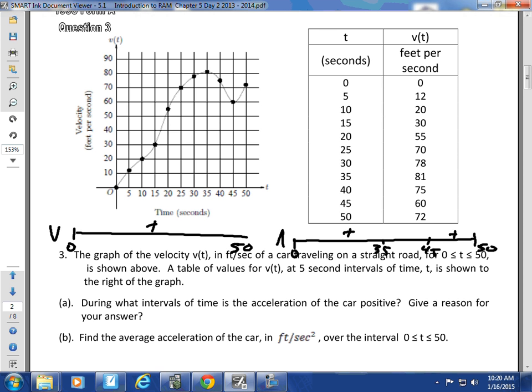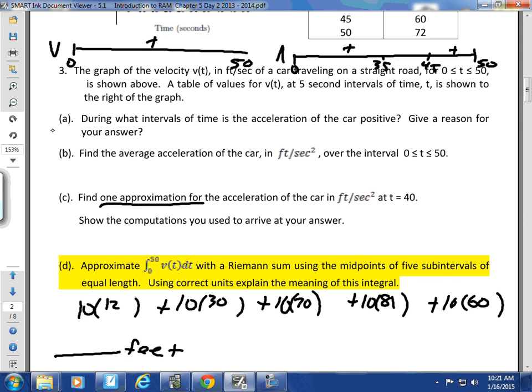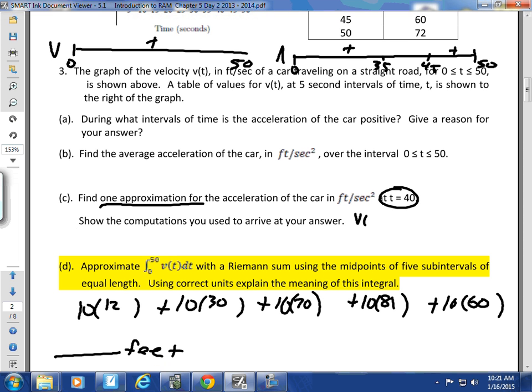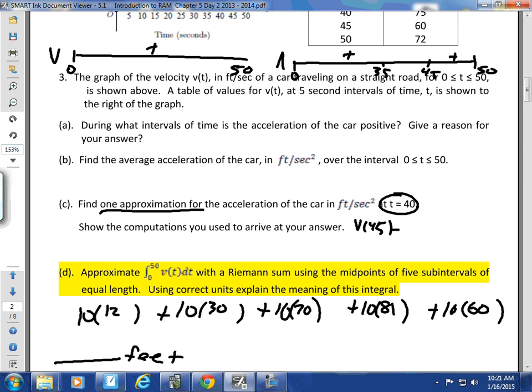Right. You could, in order to find the slope of the line at 40, I could actually use the line connecting the points 35 and its y coordinate and 45 and its y coordinate. Right. So I could do v of 45 minus v of 35 over 45 minus 35.